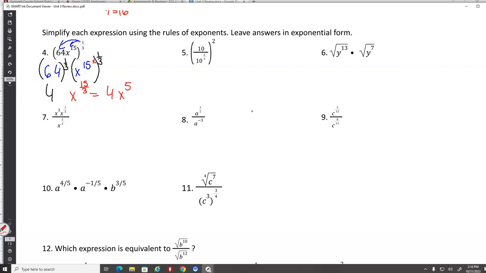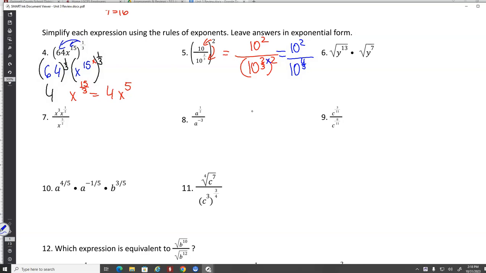Now the same thing applies in number 5. It's just that this time it is vertically set up into a fraction. So that means this 2 applies to the top and to the bottom. So again, I'm going to raise the top to the 2nd power, and I'm going to raise the entire bottom to the 2nd power. Now the same rule applies. On the bottom, I'm going to multiply these two. Okay, so top stays the same, it is 10 squared. And on the bottom, I'm going to multiply 2/3 times 2.